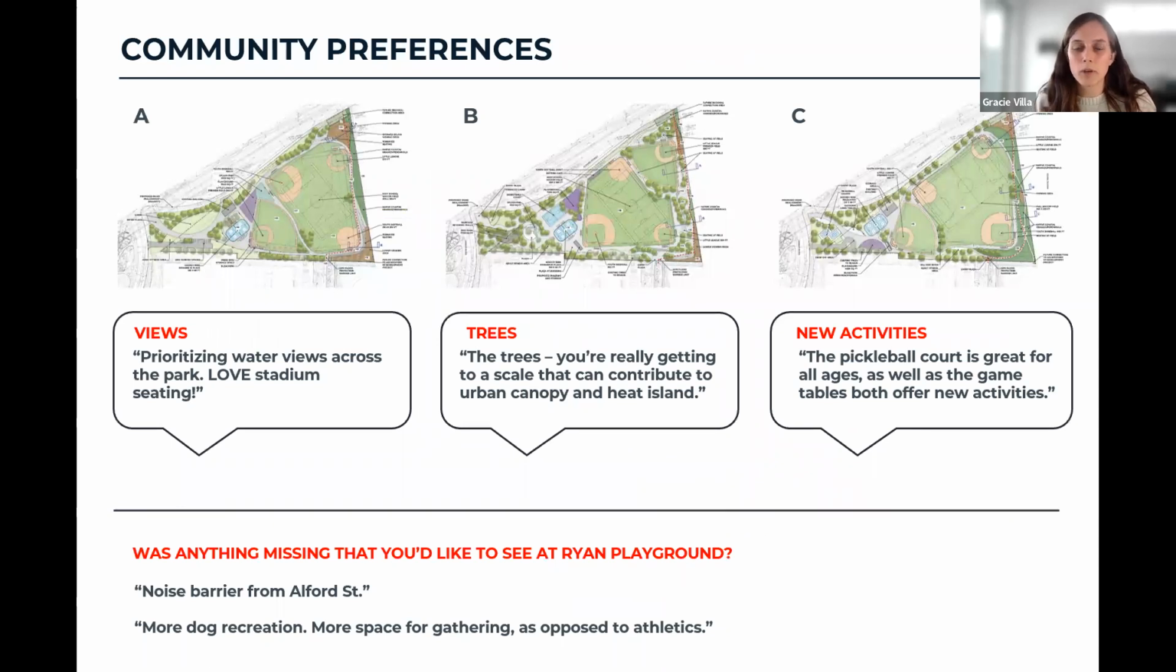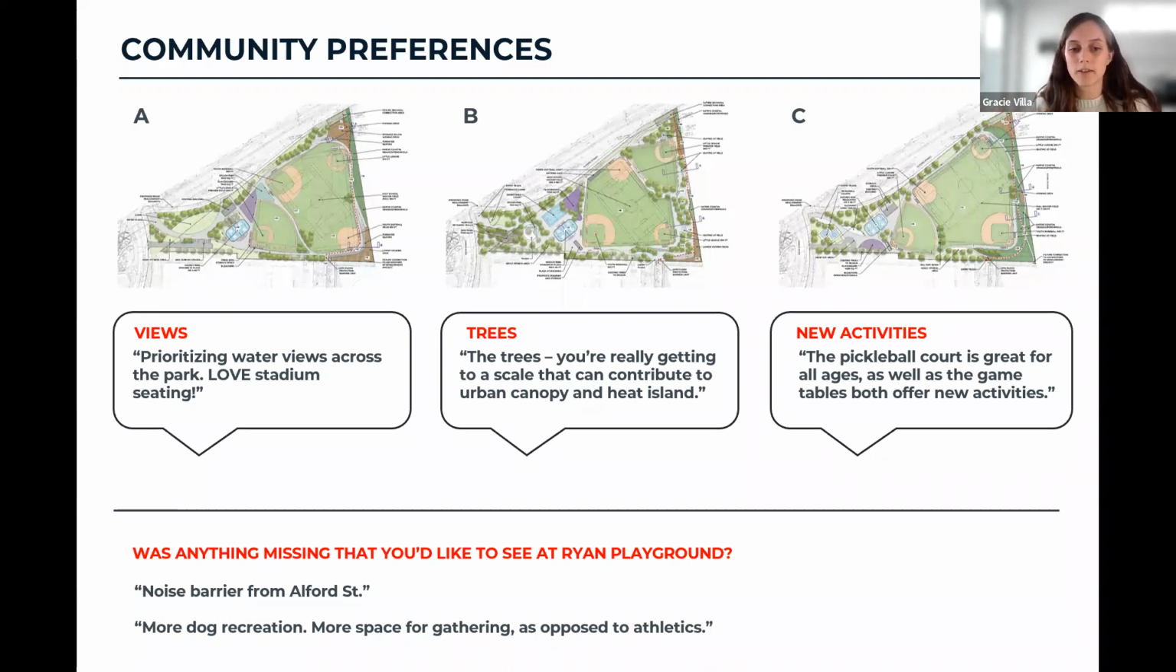And in our last meeting, we also showed 3 different concepts. And so we were interested in what everyone liked specifically about each concept and if there was anything missing from all 3 of them. So we looked through all of the write-in answers that people gave us, and these were the top responses for each of those individual concepts. The first being prioritizing harbor views. The second was adding new trees to the site. And the third was adding new activities like pickleball or bocce.